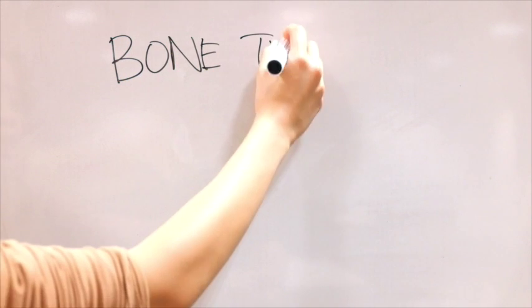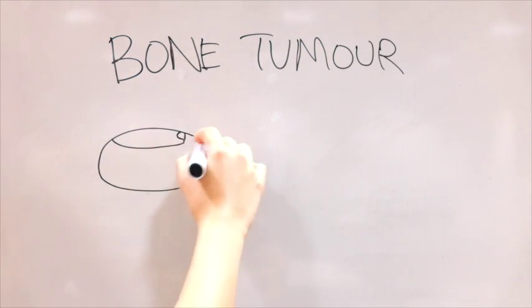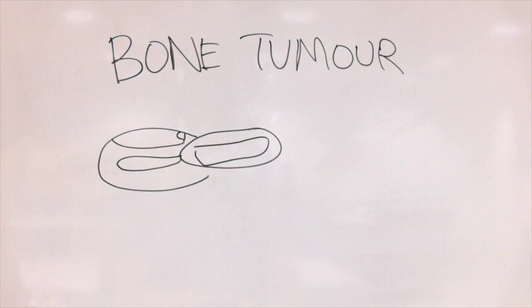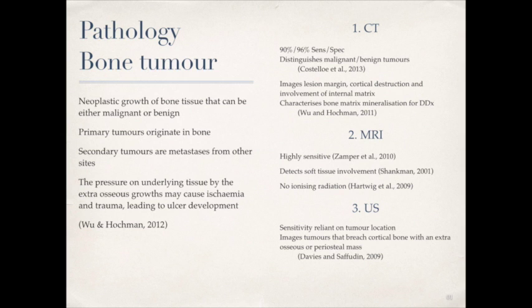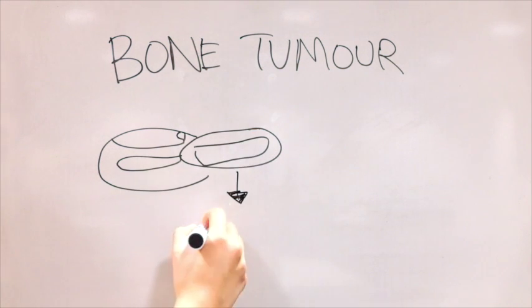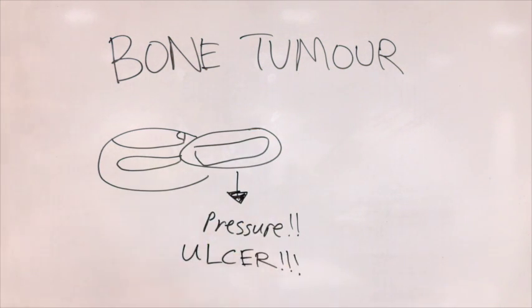Tony's other suspected pathology was a bone tumour. A bone tumour is a neoplastic growth of bone tissue that is either benign or malignant. In regards to Tony, a primary tumour originates in the problematic bone, while secondary tumours are metastases from other regions of the body. The extra osseous growth associated with the tumour may increase pressure on the underlying tissue, leading to ischemia and trauma, actions which may allow an ulcer to develop.